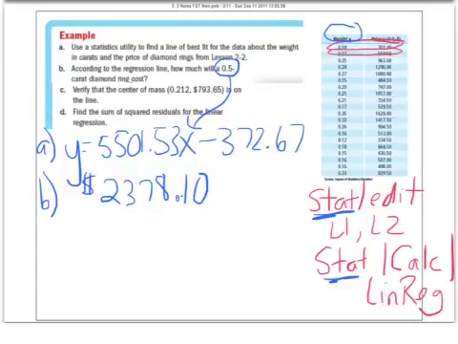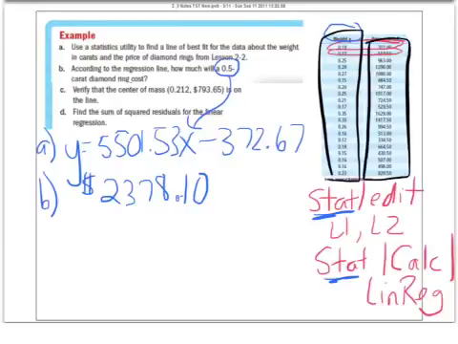Now, part C says verify the center of mass is actually on the line. The center of mass, what they did, by the way, again, is they took all the x values and found the average. They took all the y's and found the average, and they got the center of mass. To verify it's on the line, it's very easy to do.